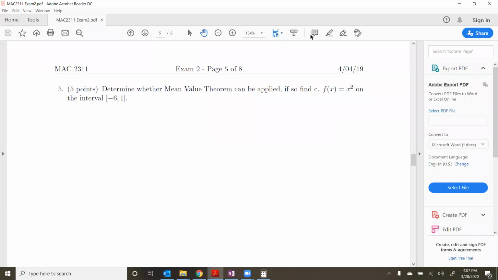This is Tedessa. In this tutorial, we'll see the mean value theorem and how to find the related rate, or in short, the implicit differentiation whenever you have more than one dependent variable. So the first example says: for a function f of x equal to x squared on the interval negative 6, 1, we want to determine whether the mean value theorem can be applied. If so, find the value of c if possible.